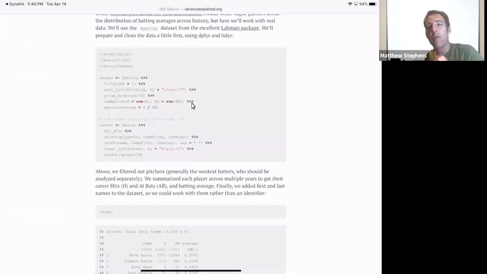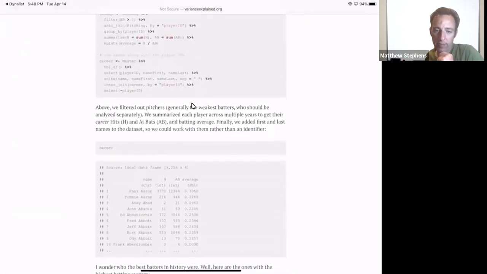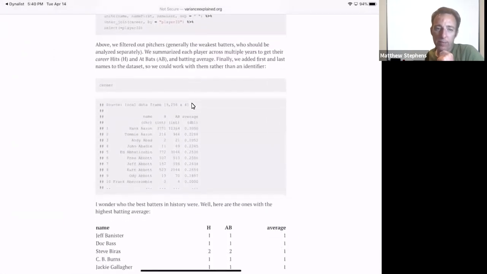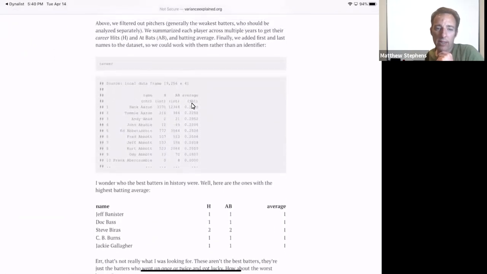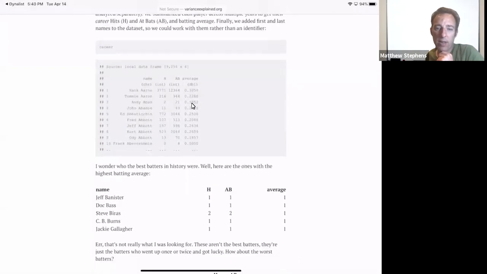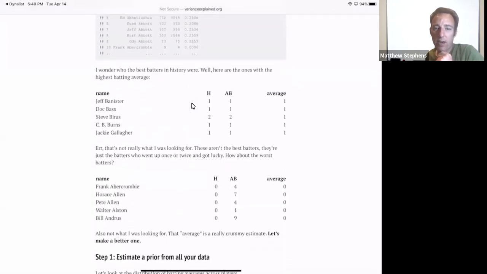And he starts by looking at which batters had the best batting averages. That's just the top of the data set. Here are the ones with the highest batting average. H here is the number of hits, and AB here is the number of at-bats. So their batting average is H, the number of hits, divided by AB, the number of at-bats.